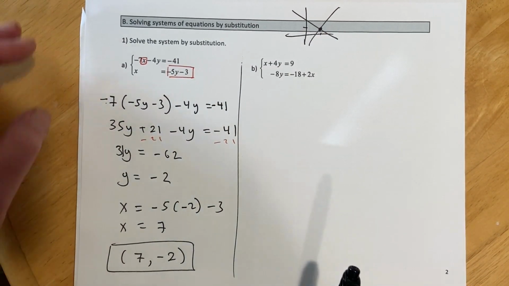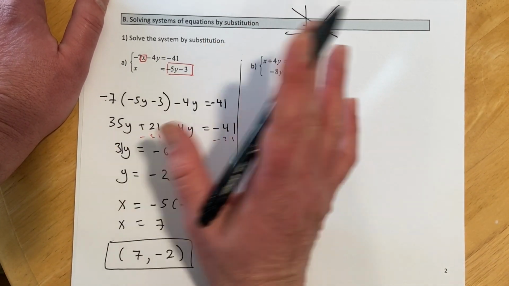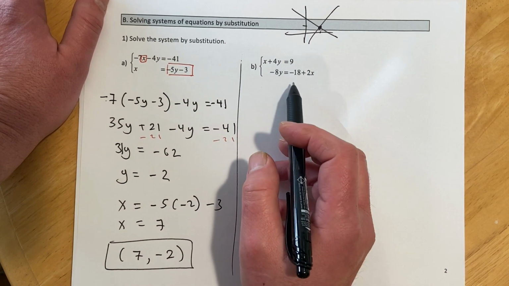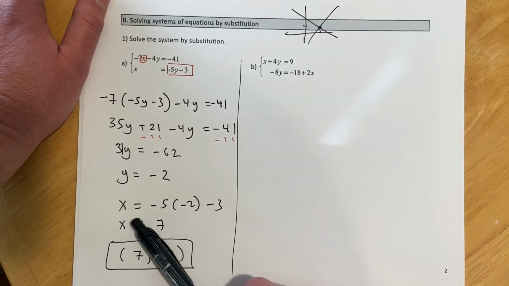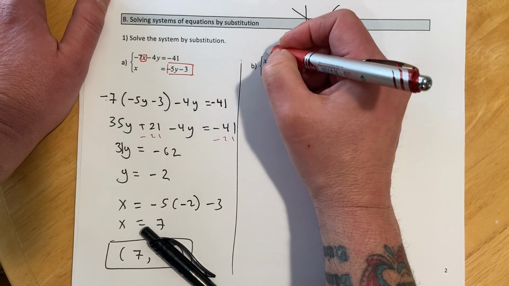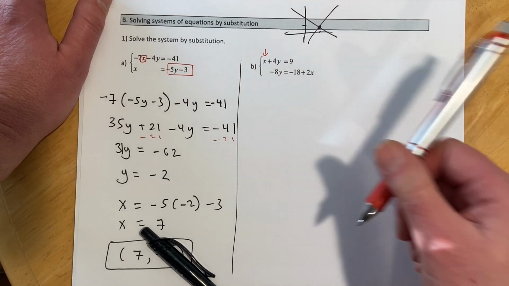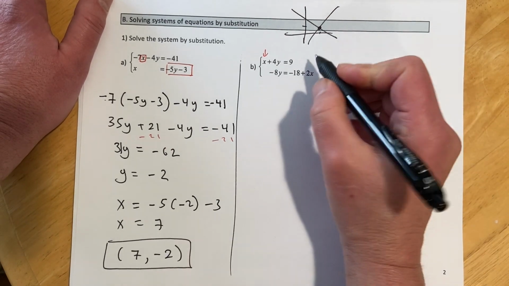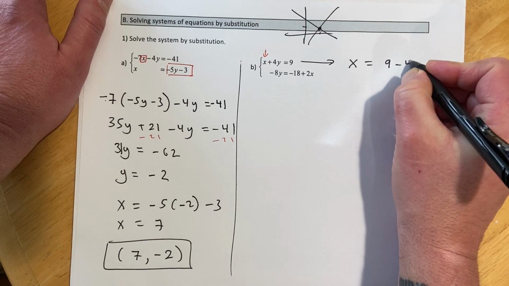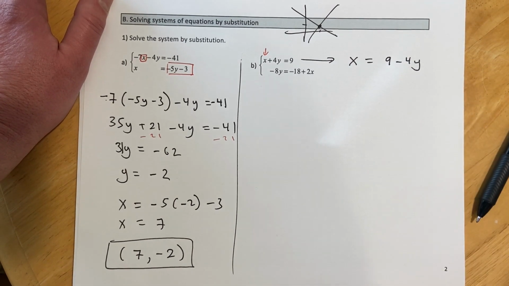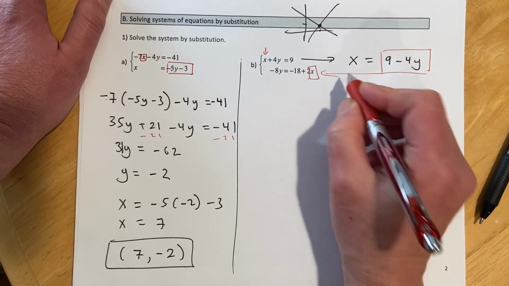So then this next example isn't set up quite as nice as this one. This one had the x already by itself. That was all good. This one does not have that. So I want to look around and figure out which variable is the easiest one to isolate, and then go ahead and do that. To me, I think that x right there looks like the easiest one to get by itself. So I'm going to subtract the 4y on both sides, and then that's going to make this equation x equals 9 minus 4y.